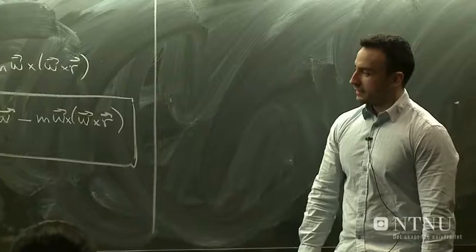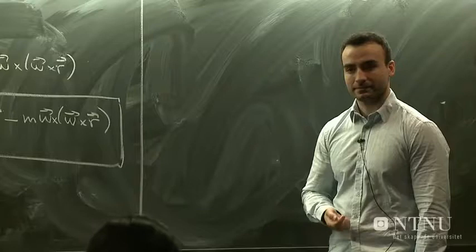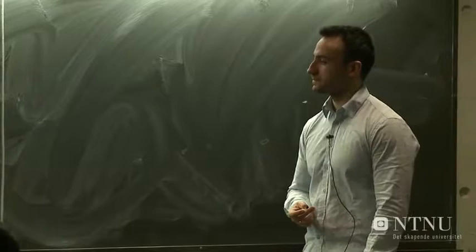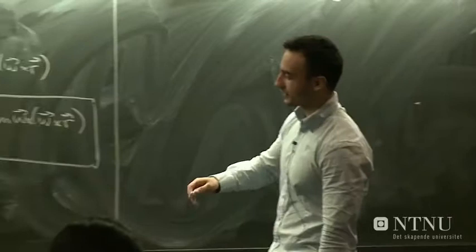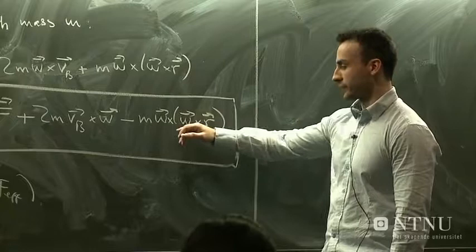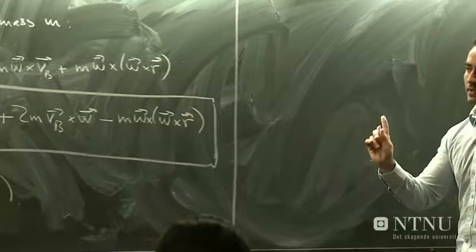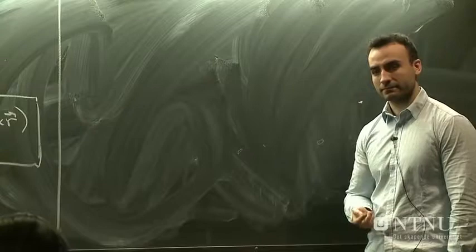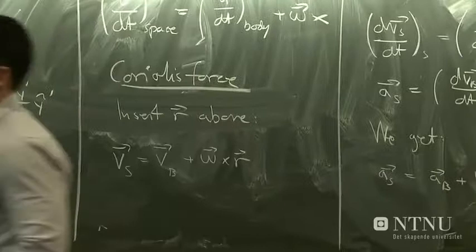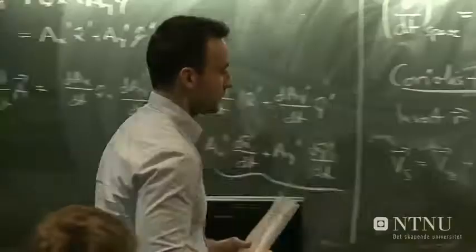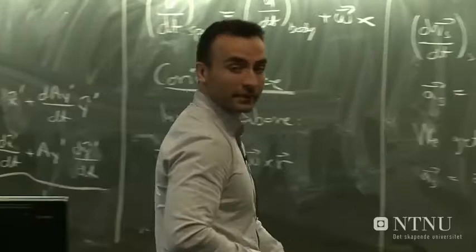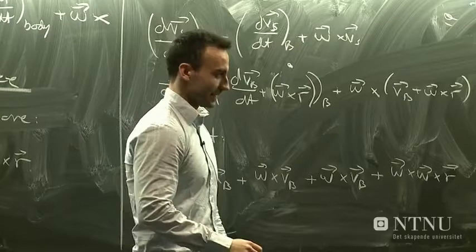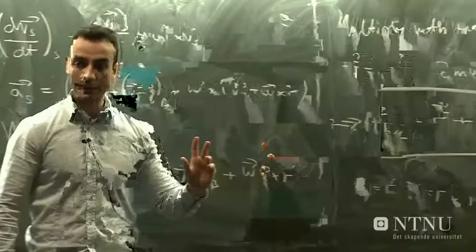Do you recognize this term? So we see that its magnitude, if we just consider for simplicity a case where everything here is perpendicular, omega is perpendicular to r, so we have, let's say, some circular motion in a plane. In that case, the magnitude is m omega squared r. Any ideas? Yep. Centripetal acceleration. Exactly. The magnitude here is equal to the centripetal acceleration required to keep the object moving in a circle.